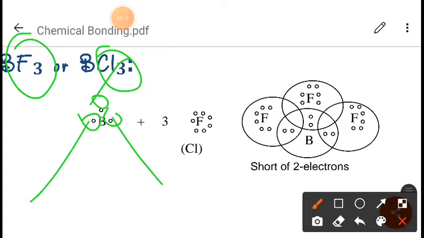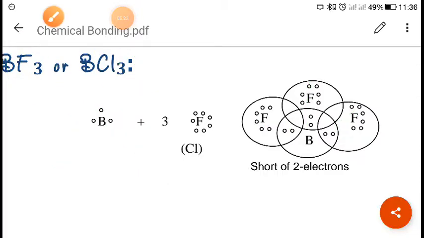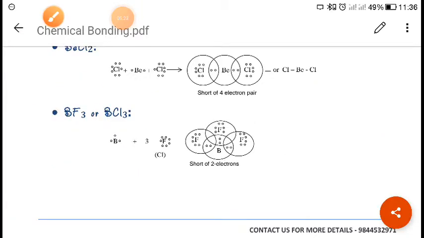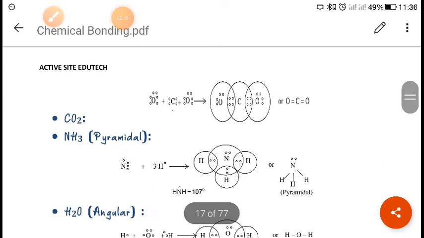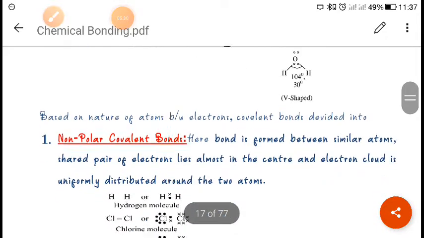In the same way, as you can see, the example of fluorine is given: one electron with this fluorine, one electron with this fluorine, and one electron with this fluorine. So in this way it is forming BeCl2 and BCl3 or BF3. So here are some examples. As you can see, it is also mentioned in your notes.